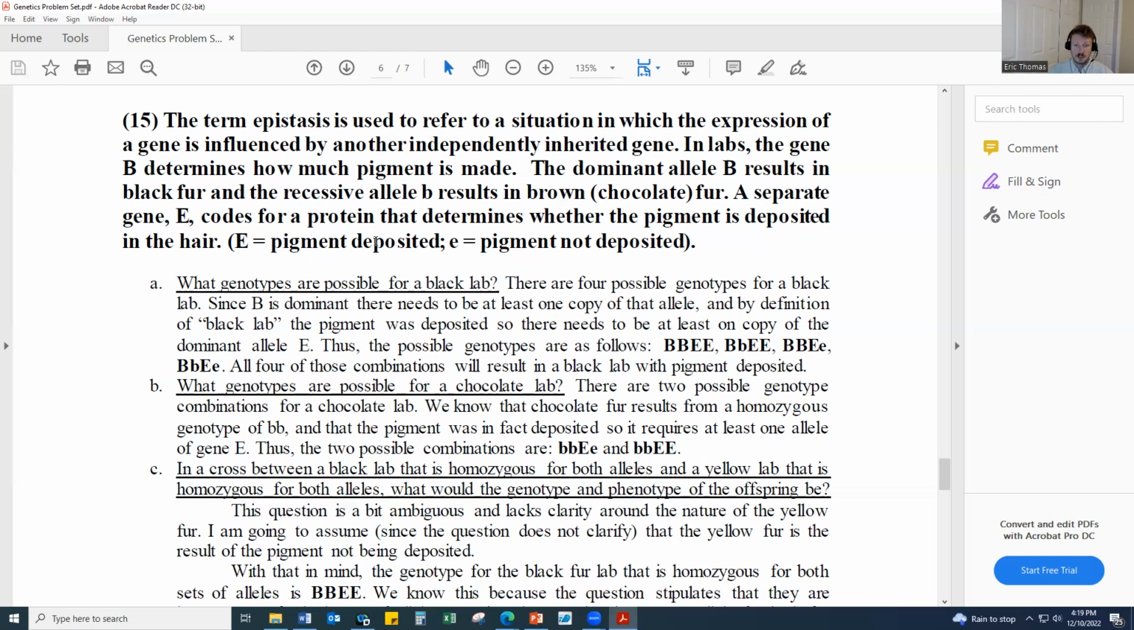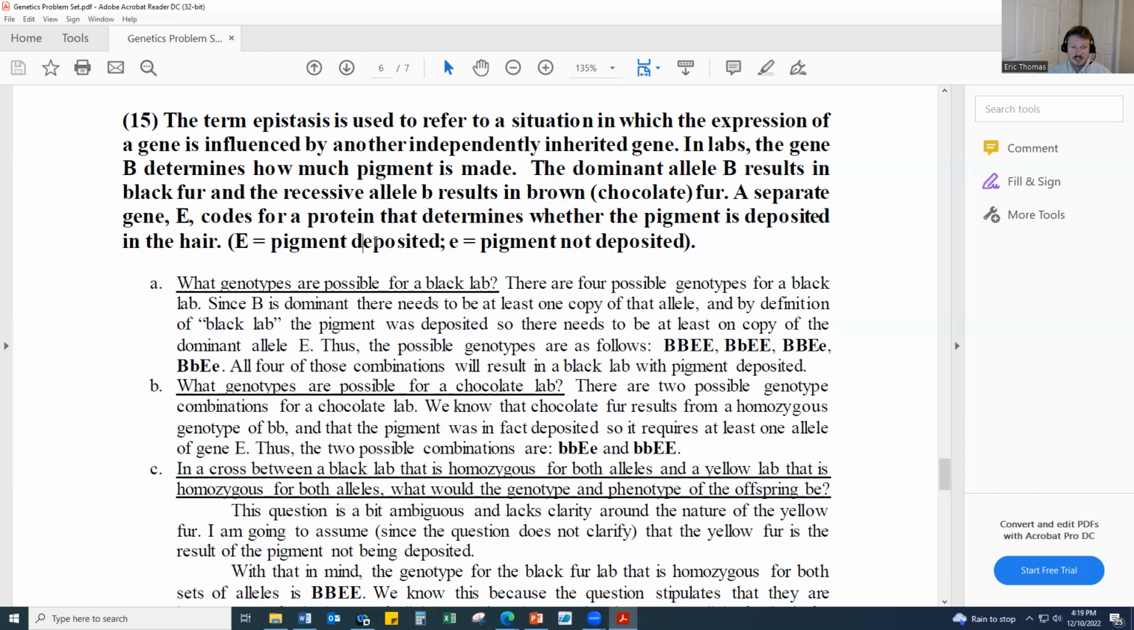And there are 4 possible genotypes possible. And this is one of the questions that students didn't get correct in its entirety. Most people answered just 2 possible genotypes, but there are in fact 4. And so as I wrote, there are 4 possible genotypes for a black lab.